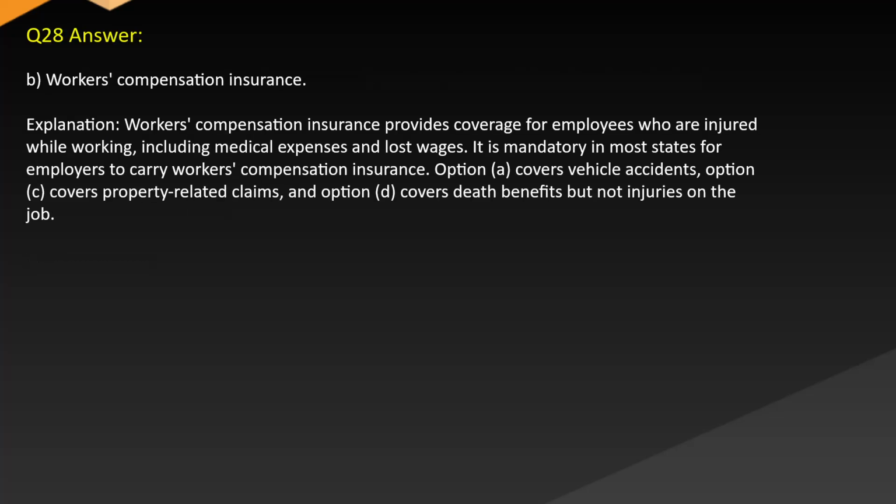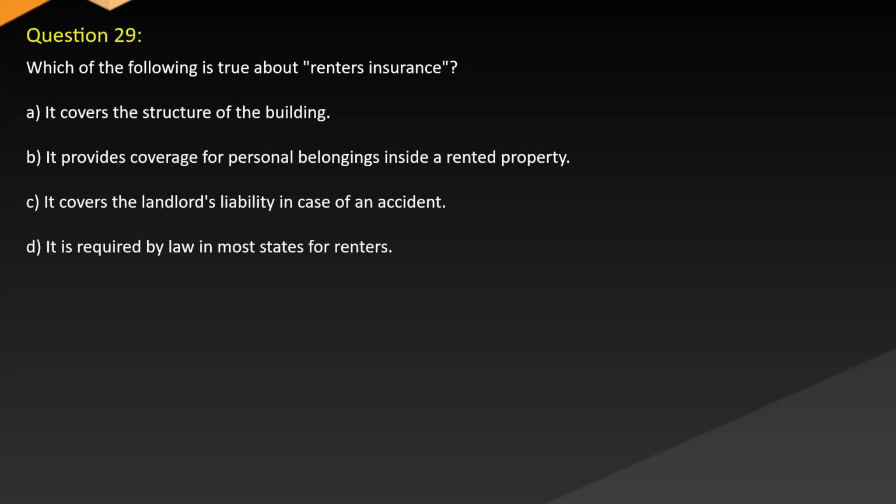Answer: B. Workers' compensation insurance. Explanation: workers' compensation insurance provides coverage for employees who are injured while working, including medical expenses and lost wages. It is mandatory in most states for employers to carry workers' compensation insurance. Option A covers vehicle accidents, option C covers property-related claims, and option D covers death benefits but not injuries on the job.